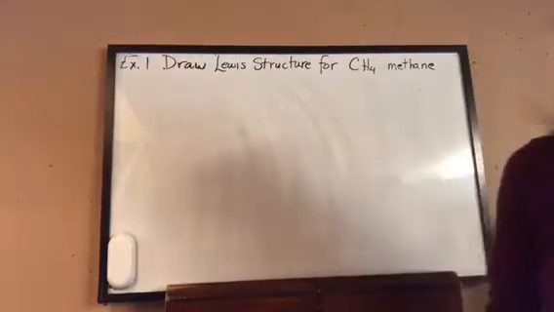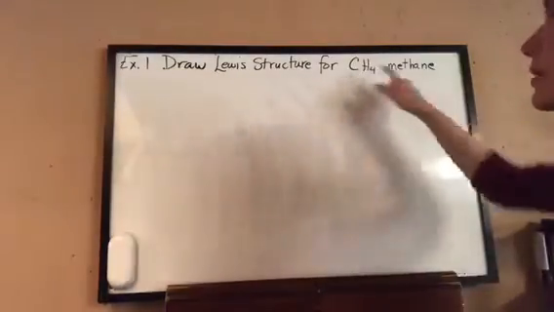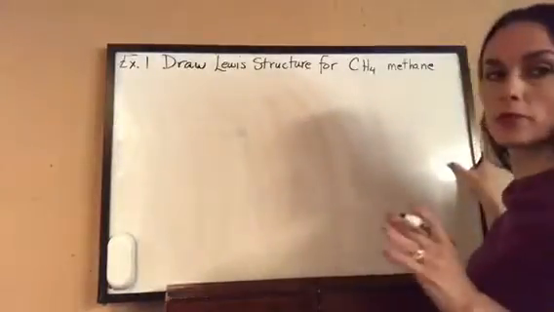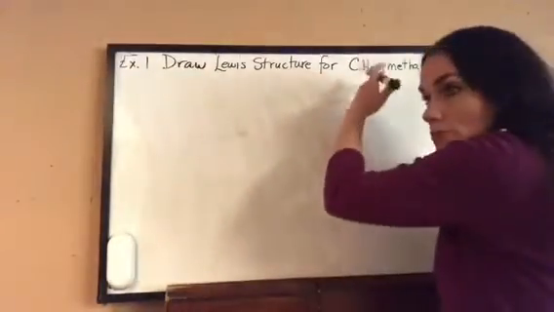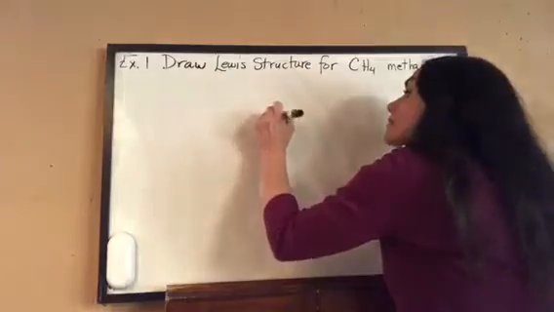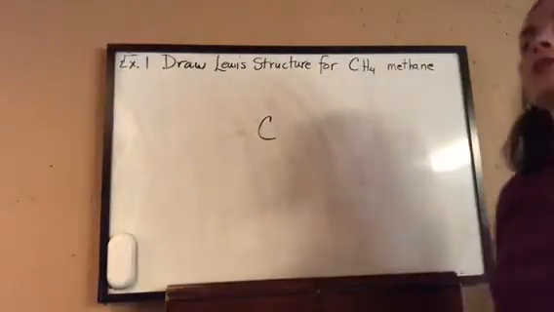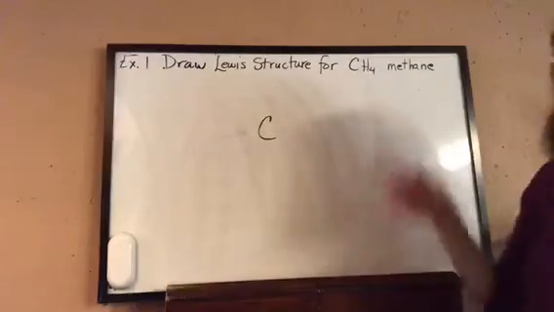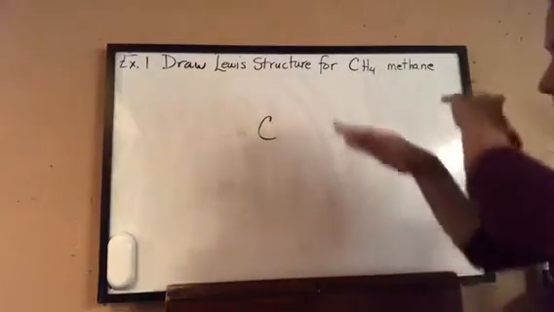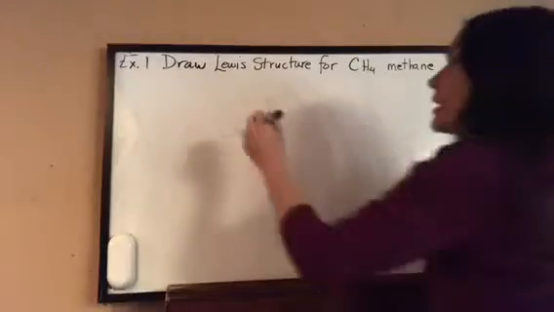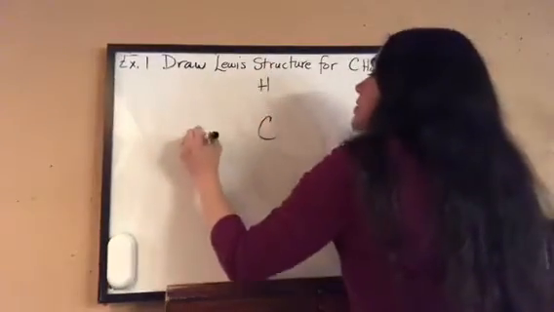Rule number one says to identify the central atom. The central atom appears once in the formula, or is carbon. In this case, it's both. It appears once and it is carbon. The central atom. Draw the adjacent atoms around it. Well, we have four hydrogen atoms, so we want to fan those four hydrogen atoms around the carbon.